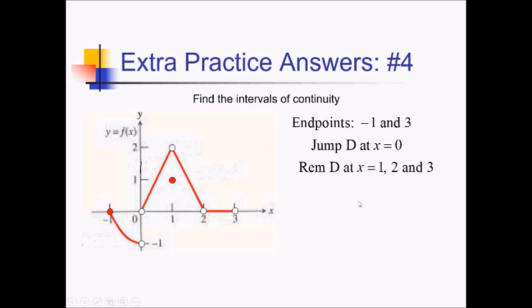Moving ahead, writing the intervals of continuity, we're just going to leave all of these out, including the undefined area that's beyond the endpoints. So our first interval of continuity starts at the first endpoint. We're going from negative 1 until that jump at 0. Union, we have to go from 0 to the hole at 1, and then from 1 to 2, and from 2 to 3.